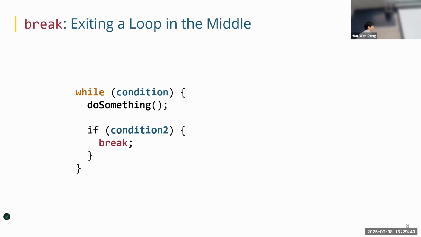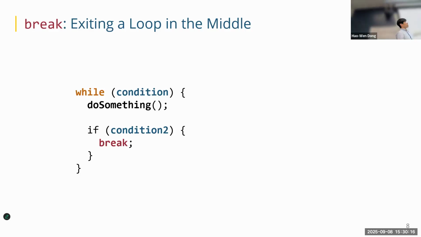So what you can do is that this thing is actually equivalent to: while condition 2 and condition, do something. So these two things are actually the same, because if you check for the if and then you break, it has the same effect.